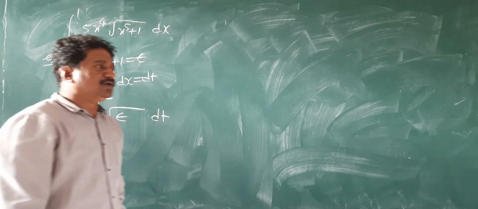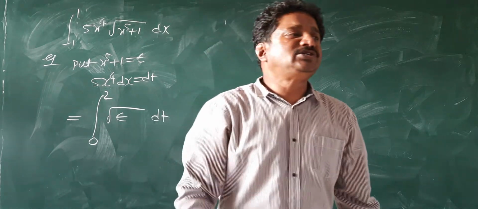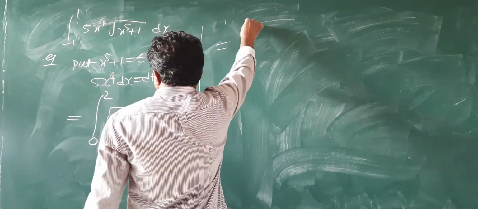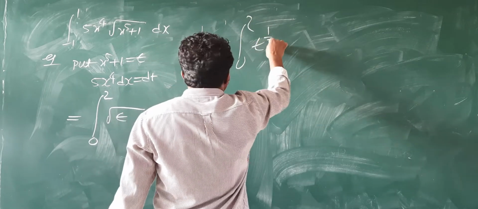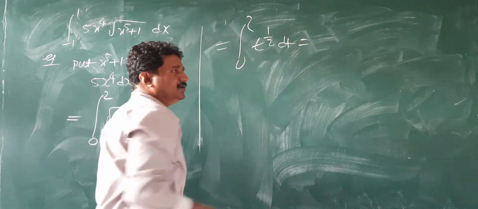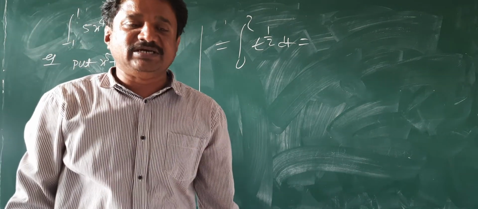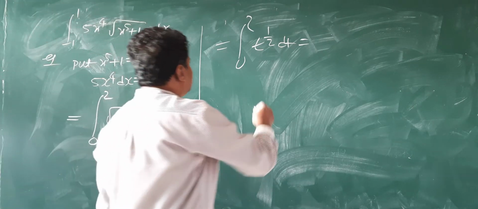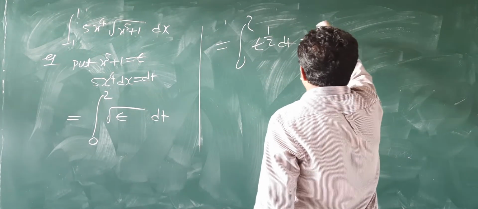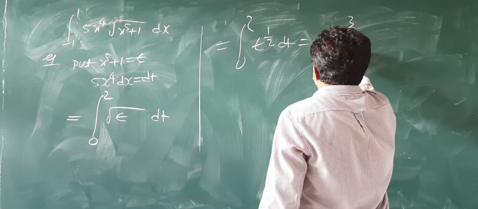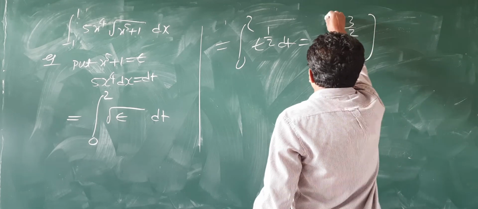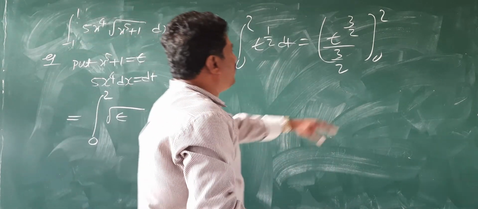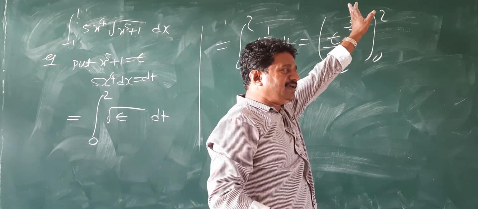So root t, you write root t as t power 1 by 2, with limits 0 to 2. So t power 1 by 2 dt. Integration of x power n is x power n plus 1 by n plus 1. So t power half plus 1 is 3 by 2, divided by 3 by 2, limits 0 to 2. Are these t values? Yes, they are t values only.